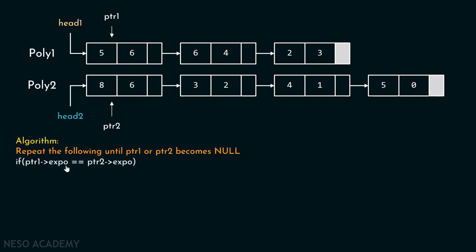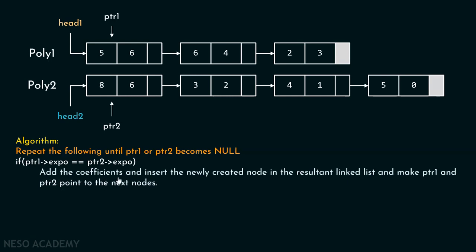Now, if PTR1 expo is equal to PTR2 expo, if the exponent part of the two nodes are same, then add the coefficients and insert the newly created node in the resultant linked list and make PTR1 and PTR2 point to the next nodes. This is simple, right? If the exponents are same, we will simply add the coefficients and put the result of this addition in the newly created node, and obviously we will simply add the exponent to the newly created node, and then we will move these pointers towards right so that they can point to the second node of the lists, right?